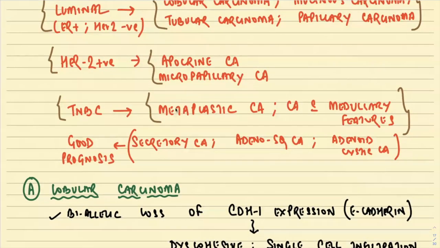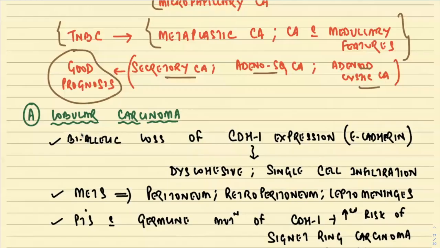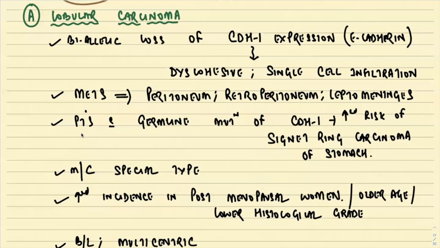Now remember, although secretory, adenosquamous and adenoid cystic carcinoma are also triple negative breast carcinomas, they have a very, very good prognosis. Is this clear to everyone? Okay, now we can start. We will start with the first important special histological type, that is the lobular carcinoma of the breast.